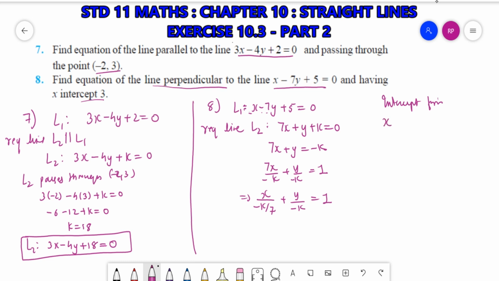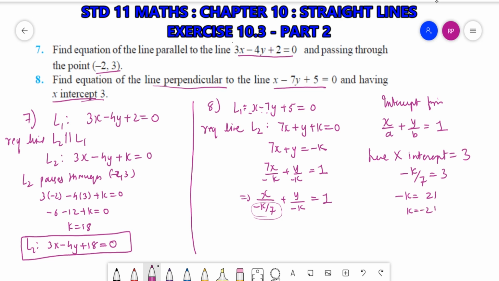Intercept form is x by a, that is the x-intercept, plus y by b, that is the y-intercept, equal to 1. Now here the x-intercept is equal to 3, it's given. So k by 7, that is the x-intercept, minus k by 7 equal to 3. So minus k equal to 21. So k is equal to minus 21.